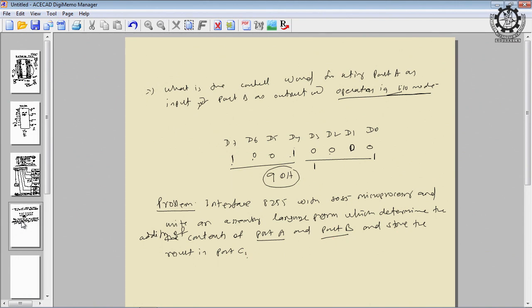Is it okay? So, we have two data, one should be available at port A, another data should be available at port B, and both will be added together and the result will be stored in port C. So, the addition logic is very clear, that may be easy. So, what is the difficult part here?